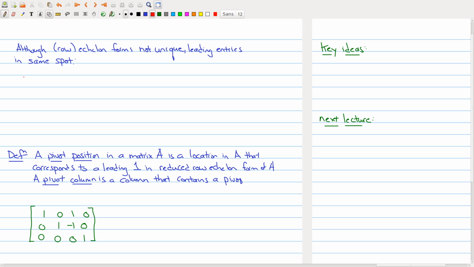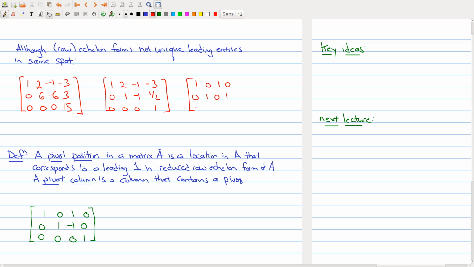If you go back to the examples from the last video, we first put our matrix into echelon form. Let me rewrite it: 6, -6, 3, 0, 0, 0, 15. This was our matrix after we put it into echelon form. Then we put it into row echelon form: 1, 2, -1, -3, 0, 1, -1.5, and 0, 0, 0, 1. And then we ended up with 1, 0, 1, 0. This was the reduced row echelon form of the matrix.